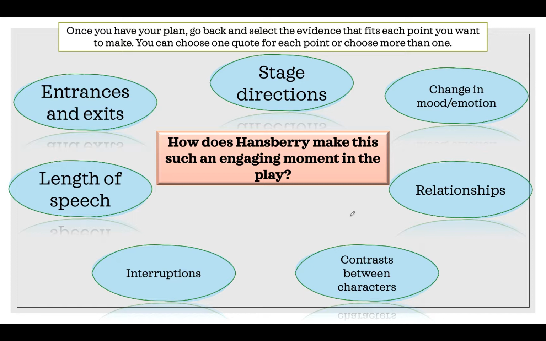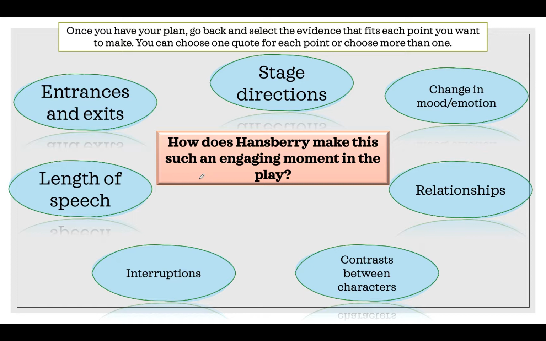And then you should make a brief plan. Now, this is the plan that I made based upon my selections. So out of all the different things that I've highlighted, these are the various things that I think I could talk about in an essay. So just remind yourself at this point what the question is. How does Hansberry make this such an engaging moment in the play?